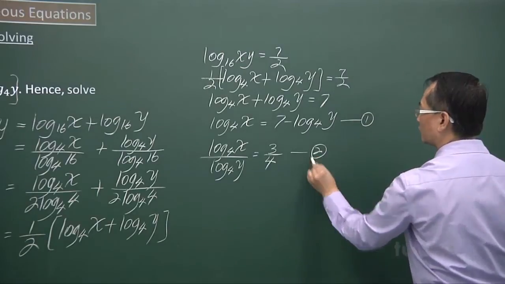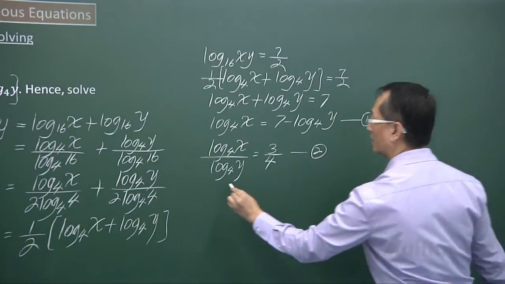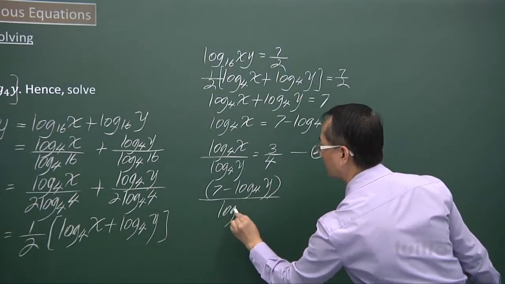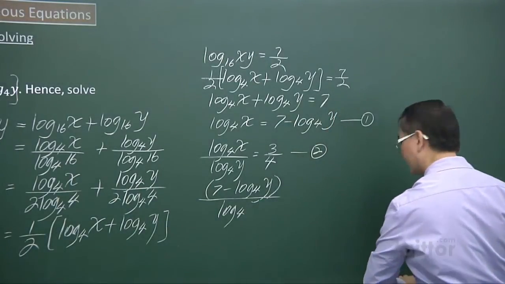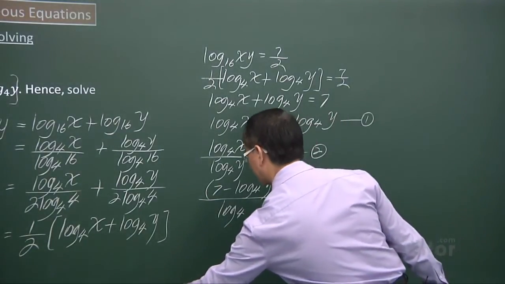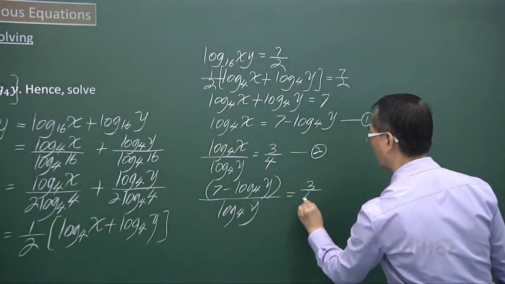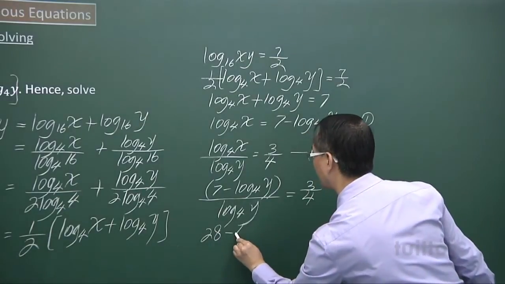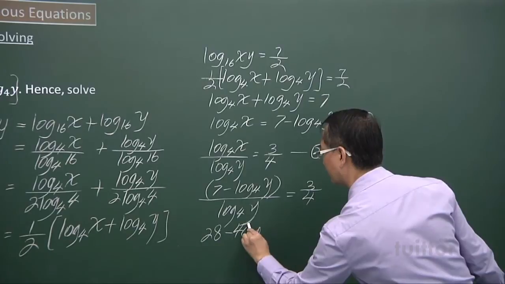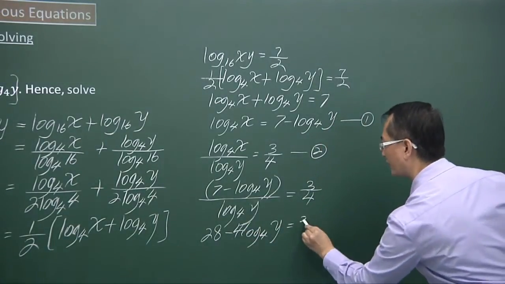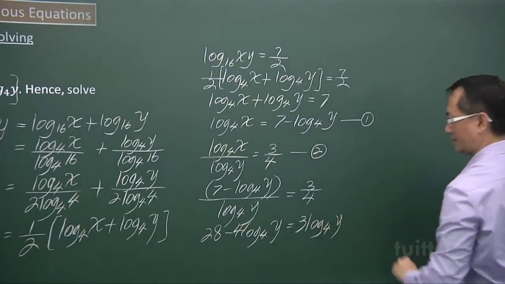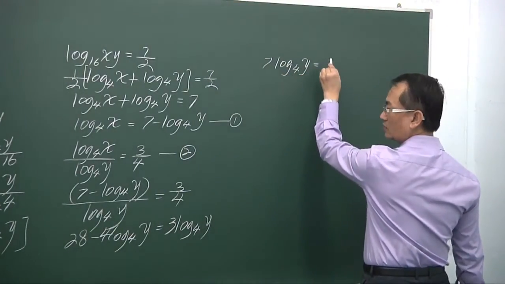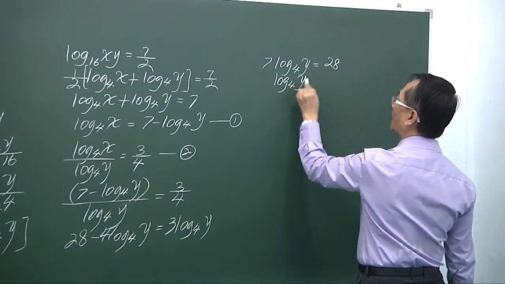Now, I call that equation 2. If I replace this with 7 minus log base 4y divided by log base 4y is equals to 3/4. Cross multiply here, I get 28 minus log base 4y equals to 3 times log base 4y. If I group these two terms together, I will have 7 log base 4y equals to 28. Log base 4y would just be 4.